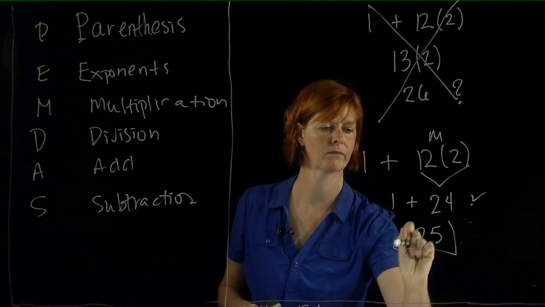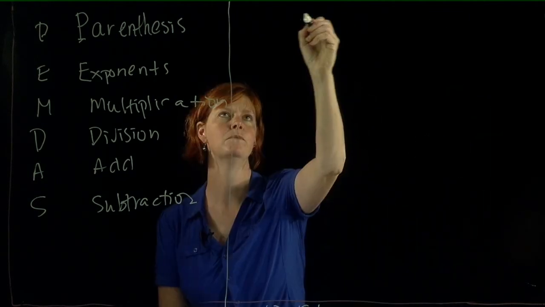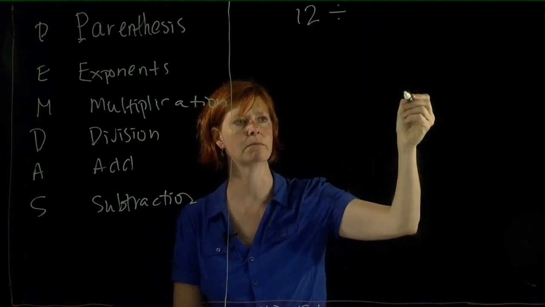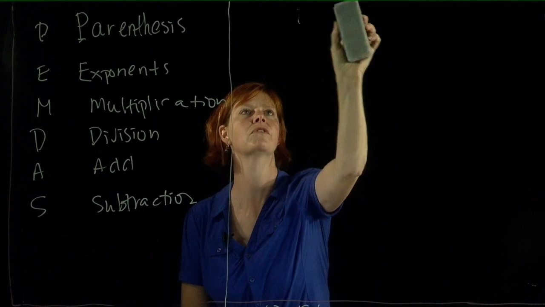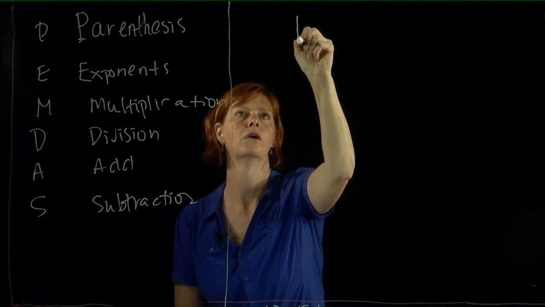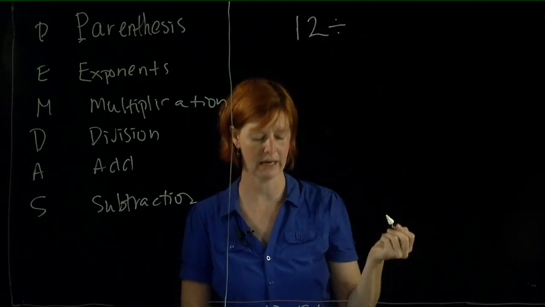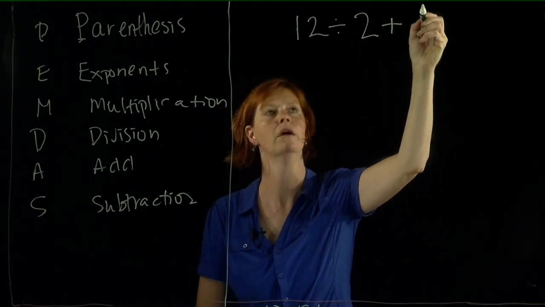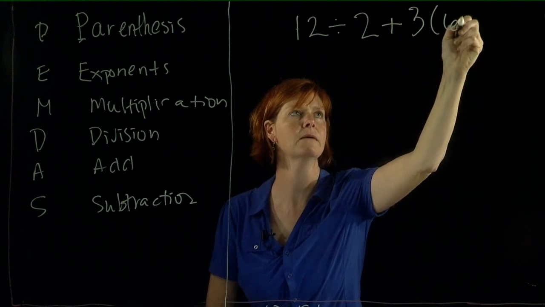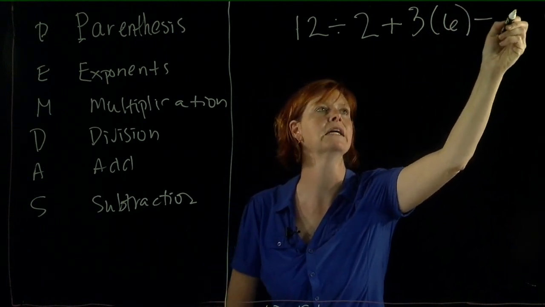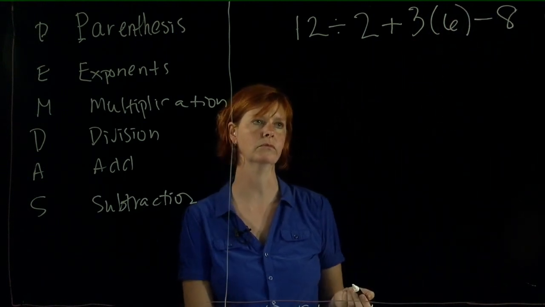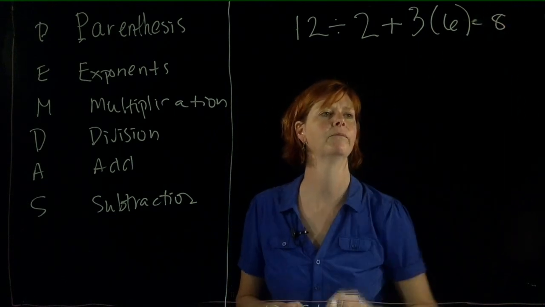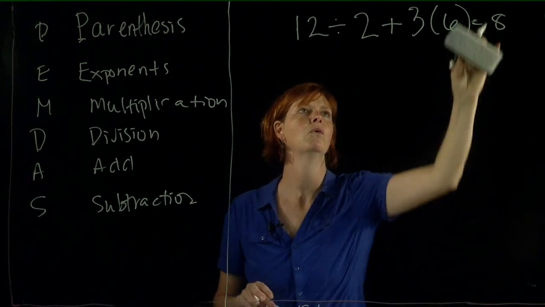Answer. 12. We're going to use this division symbol, even though I'm not real fond of it. Let's move this a little bit lower. 12 divided by 2 plus 3 times 6 minus 8. Oops, got a little bit off the board there. We'll move it down. Minus 8. Okay, now what do we need to do?